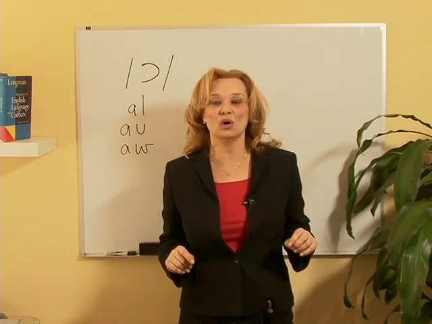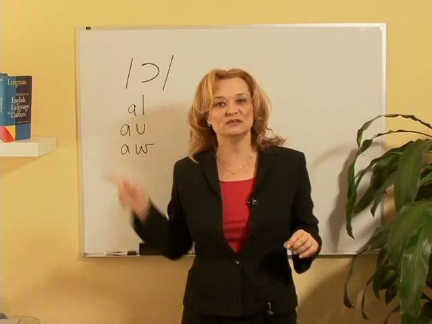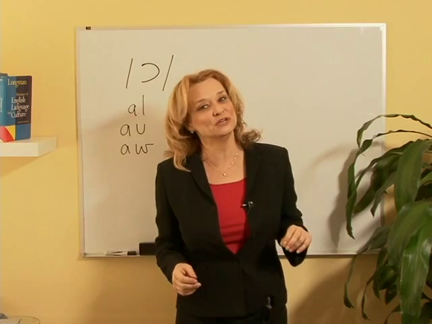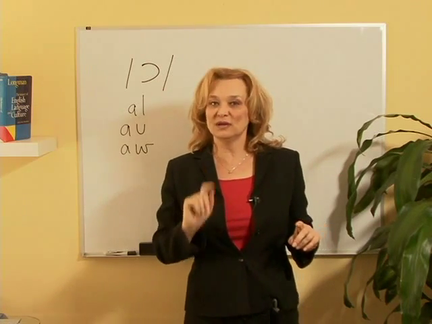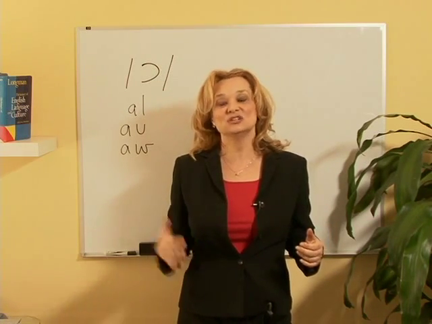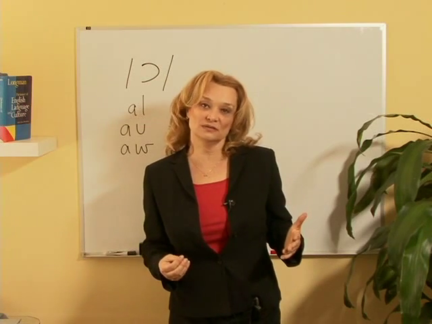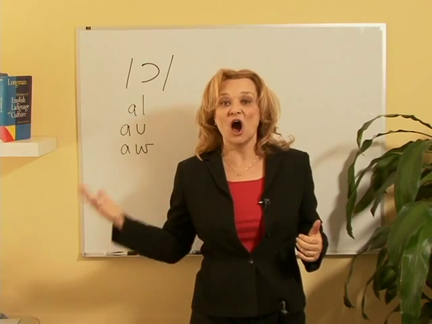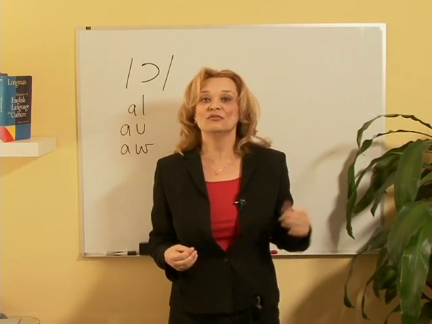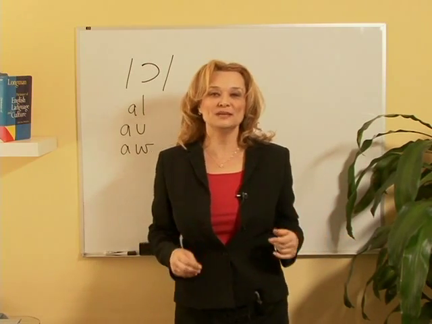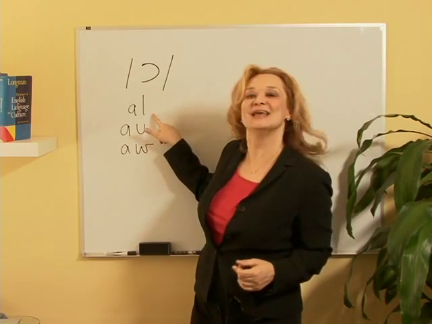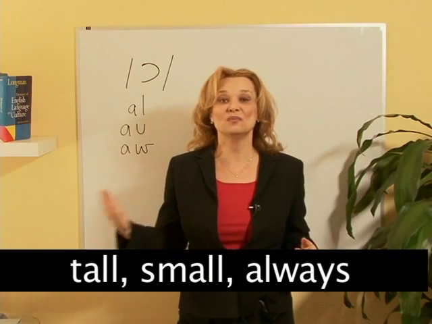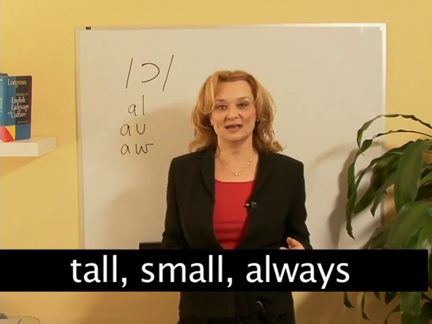Don't say O. In British English, this sound is very different from American English. So if you studied British English in your country, be careful. Americans say tall. British speakers say tall. Americans say fall. British speakers say fall. The common spelling pattern for this sound is an AL. For example, tall, small, always.